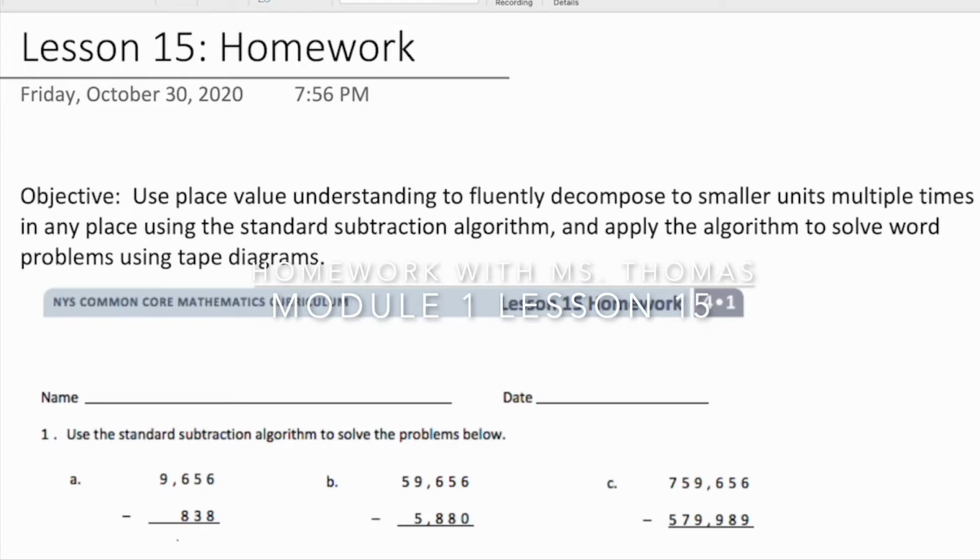The objective is to use place value understanding to fluently decompose to smaller units multiple times in any place using the standard algorithm for subtraction, and then applying that algorithm to solve word problems using tape diagrams. Let's jump right into it.